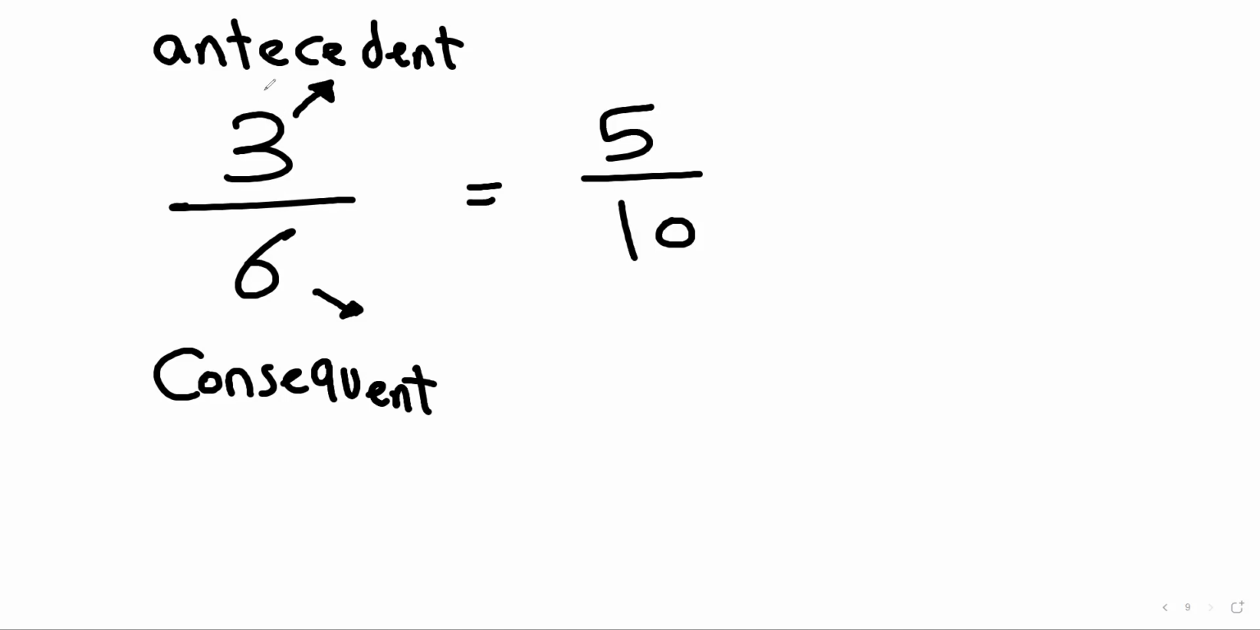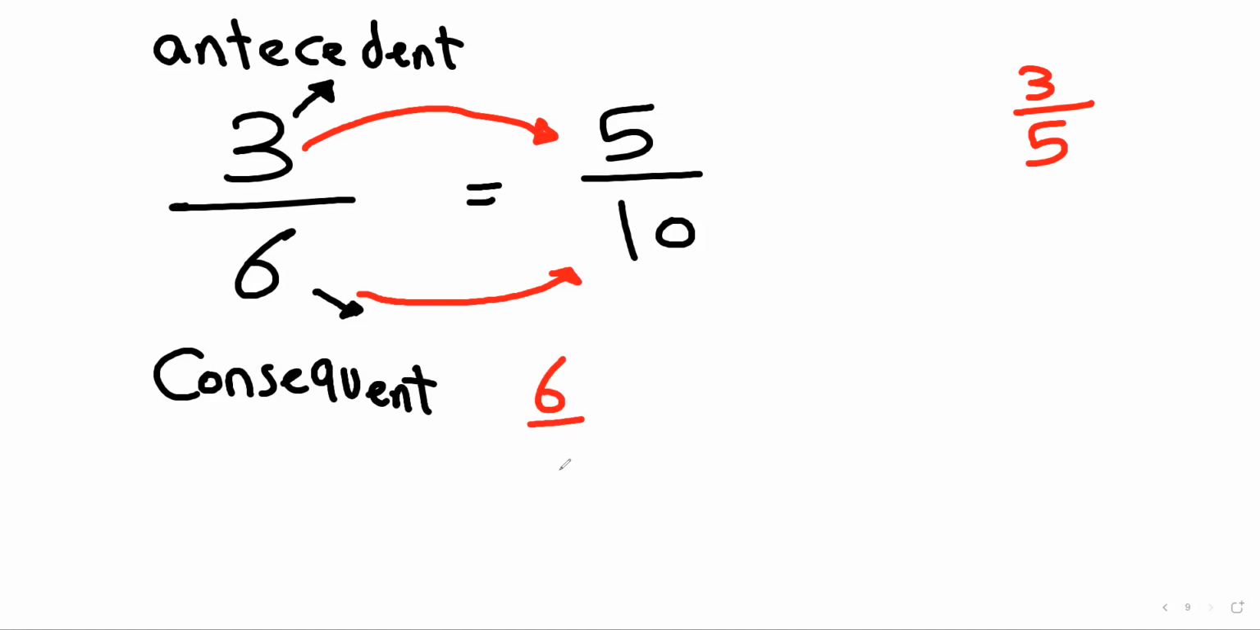So here, if you divide the antecedent over the antecedent, or we can say it simply, top divided by the top, 3 over 5. 3 over 5 is the same as 6 over 10. If you divide 6 over 10, you will get the same ratio, 3 over 5.